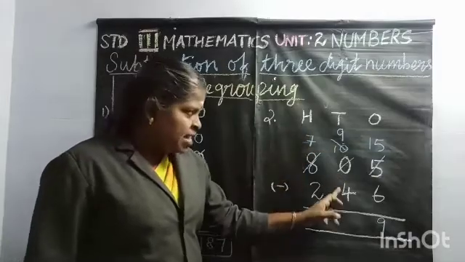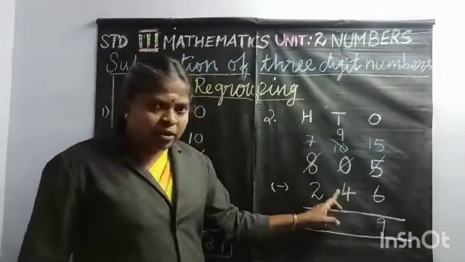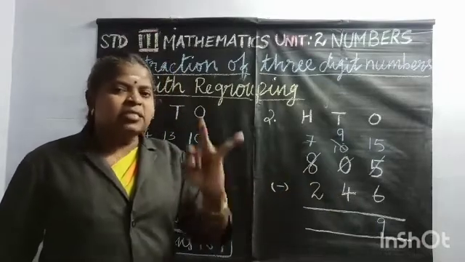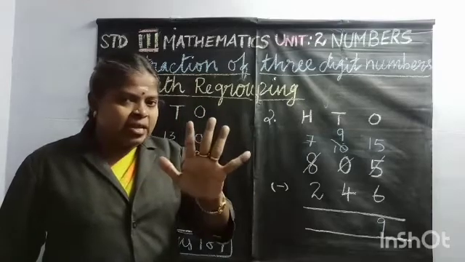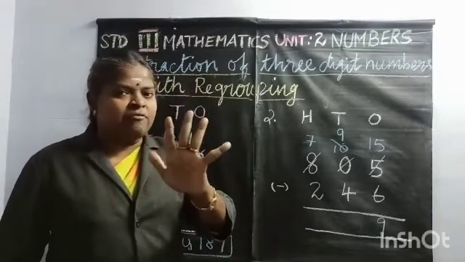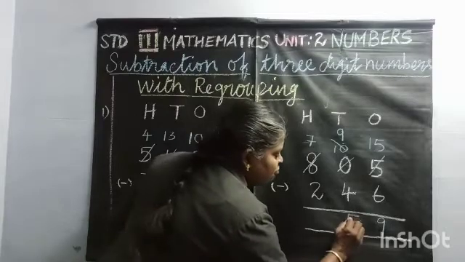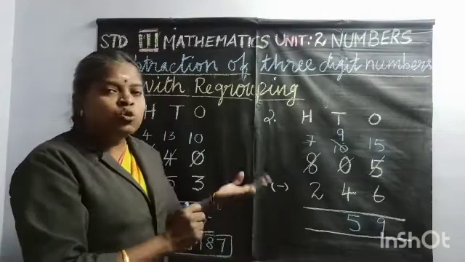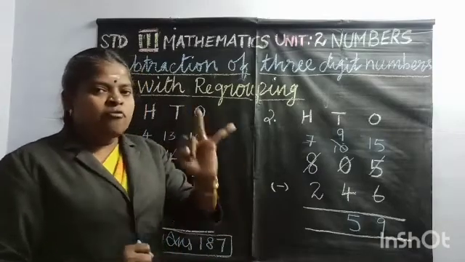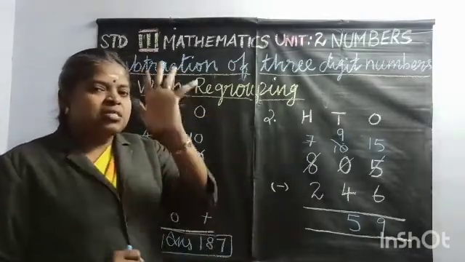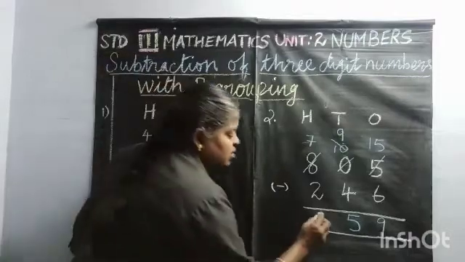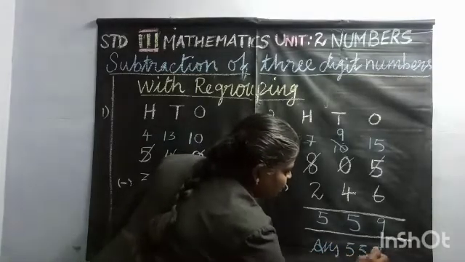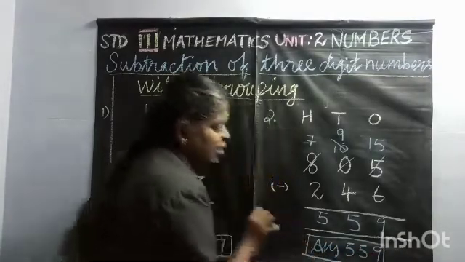Next, tens place. 9 minus 4. After 4 you have to count: 5, 6, 7, 8, 9. How many fingers are there? 5 fingers. So we can write 5 here. Next, 7 minus 2. After 2: 3, 4, 5, 6, 7. So we can write 5. 7 minus 2 is 5. So the answer is 559.